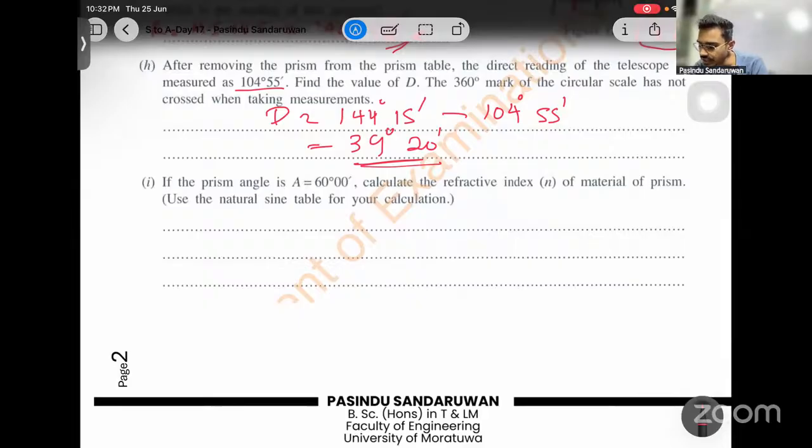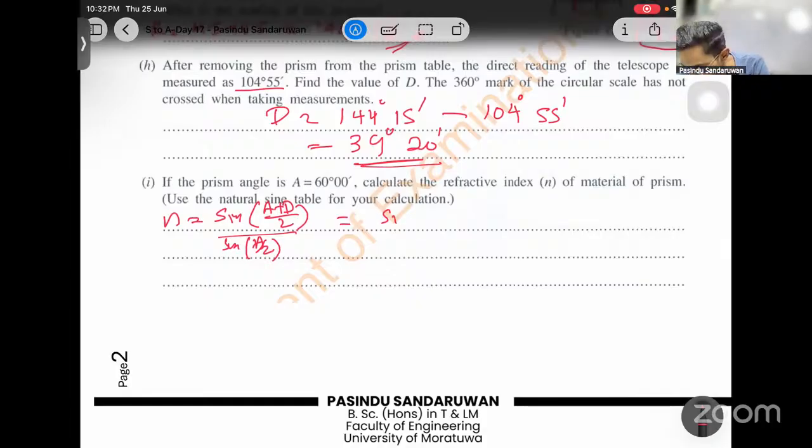I. If the prism angle is 60 degrees, calculate the refractive index N of the material of the prism. Use the natural sine table for your calculation. We have to find some sine values. Then apply the equation we wrote initially. N equals sine of (A plus D) over 2, over sine of A over 2. No need to write it again when doing the steps; this is for your reference.